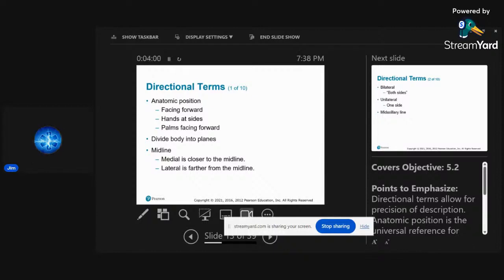There's a midline. When we talk about midline, we're describing medial as closer to that midline. So if something is medial, it's closer to the center of the body. And lateral means it's farther away or farther to the side of the body. For example, your appendix could be medial to your belly button or your umbilicus.